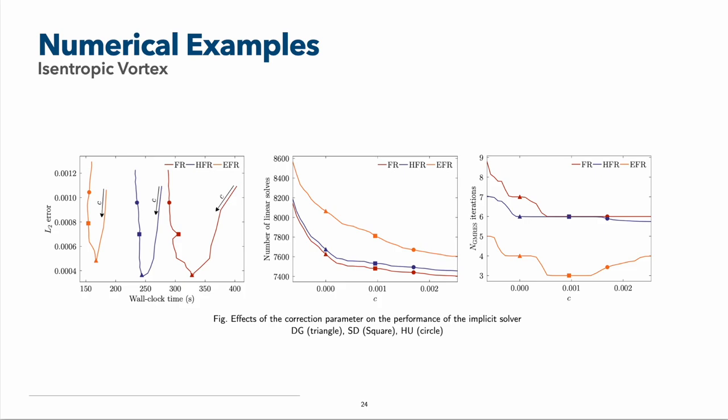To further analyze the cause of this, we can see the number of linear solves and GMRES iterations against the C parameter, showing that with increasing value of C, the number of linear solves required for the iterative solver to converge decreases. So we see that there's a trade-off between the computational time and the accuracy when modifying the C parameter.